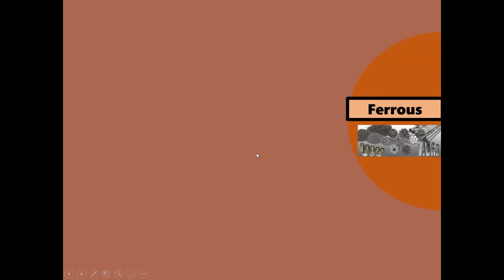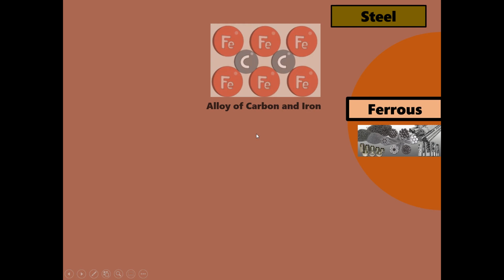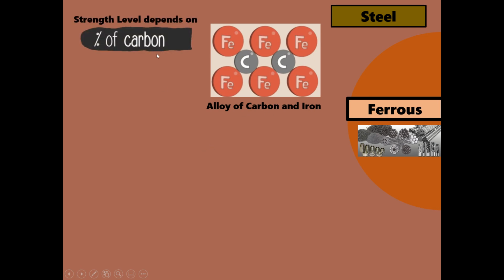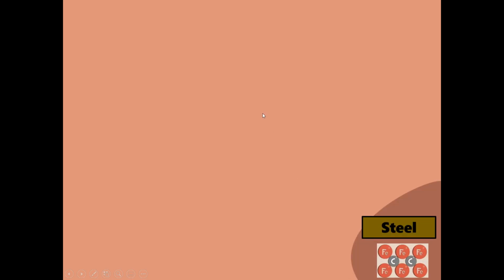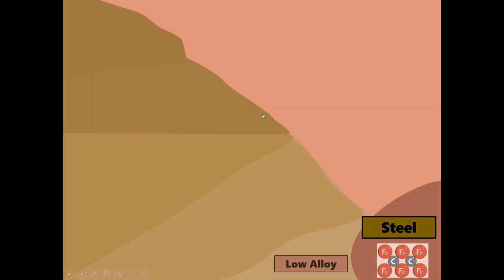Now let's talk about the other types of ferrous metal alloys, one of which is steel. Steel is an alloy of carbon and iron. The strength level of the steel depends on the percentage of carbon used. Steel alloys are divided into low alloy and high alloy steel. We also have cast iron, but let's talk about that later. Now, focusing on steel, there are two types: low alloy and high alloy.